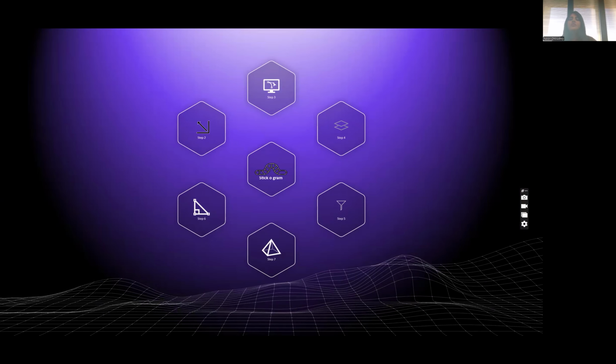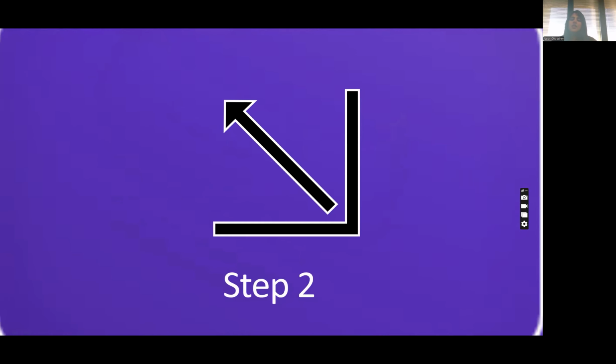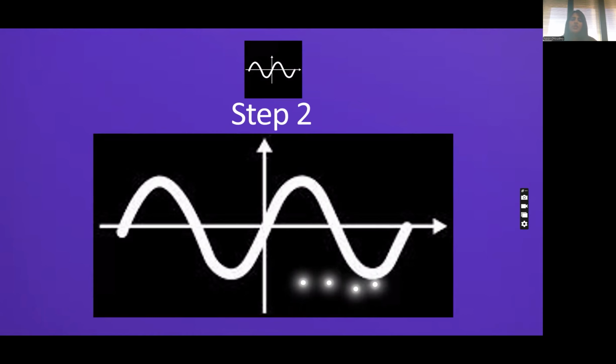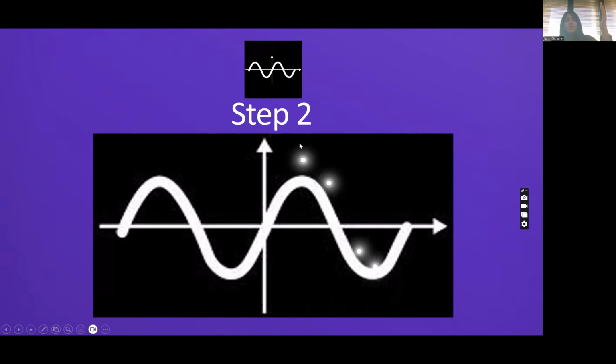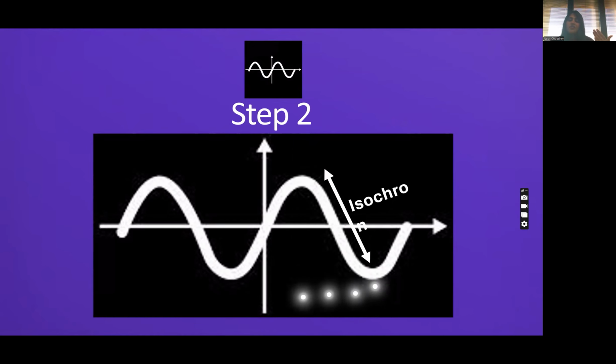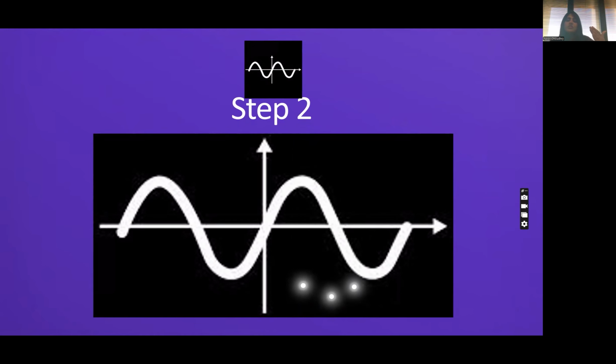Okay, so now we're going to talk about the next attribute, which is isochron and half isochron. Isochron is the difference in time thickness from your peak to your trough. That is your isochron. And your half isochron is your time thickness difference from your peak to your zero crossing, and your zero crossing to your trough. So these are your half isochrons.